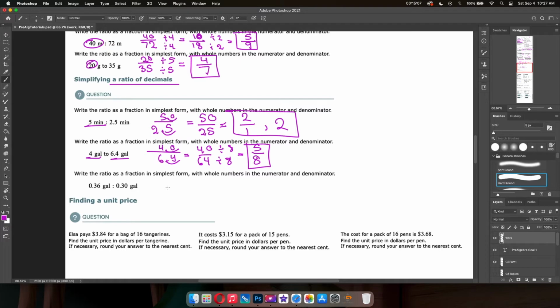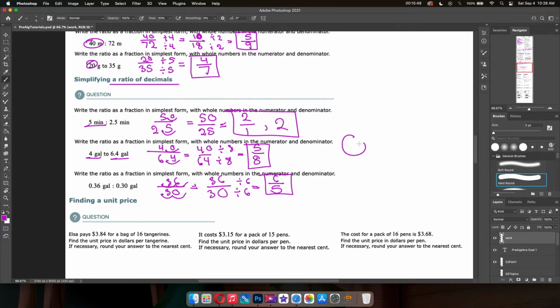And for my last one, ooh, they're challenging us now. We have 0.36 goes on top because it was listed first, and 0.30 on the bottom. And because I have this little decimal trick that I've been doing the last two, I'm going to move the decimal over 2 places to get me 36. I'm going to move the decimal over 2 places to get me 30. Now, what are both of those divisible by? I think 6 is my best number. So 36 divided by 6, 30 divided by 6. 36 divided by 6 is 6. 30 divided by 6 is 5. And there's your fraction in simplest form.